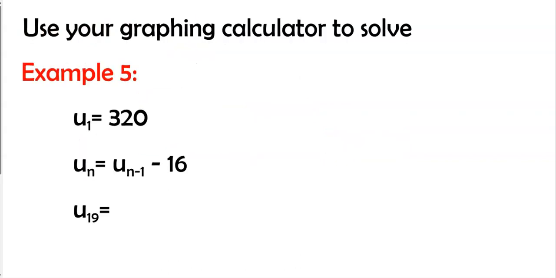Okay, well now we're going to go on to using our graphing calculator again. So I said I would do it again, so here we are doing it again. So this time, the first term is 320, and then we're going to use the recursion equation, and again, it's a simple one. It's just u sub n equals u sub n minus 1 minus 16. So all that's happening is we're subtracting 16 each time to get from term to term, and we're looking for the 19th term.